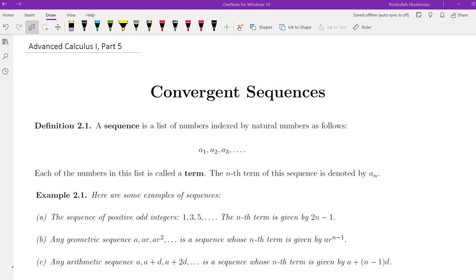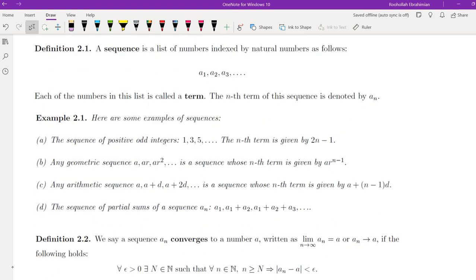So first, what is a sequence? A sequence is a list of numbers, and we index them by natural numbers. So a1, a2, a3, and so on. Every one of these is called a term. So an is called the nth term of the sequence. This is something you have seen in pre-calculus.